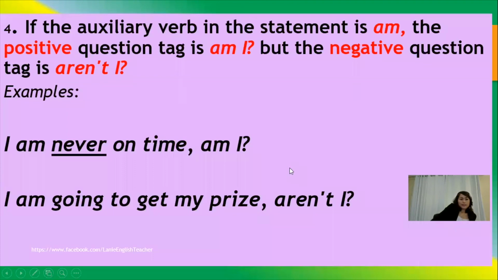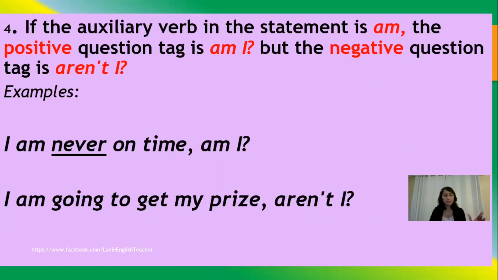All right, let's move on to the next rule. For this rule, if the auxiliary verb in the statement is am, the positive question tag is am, but the negative question tag is aren't. Okay, now let me explain to you the rule by giving these examples.